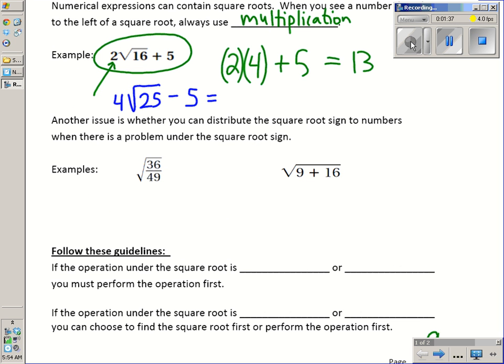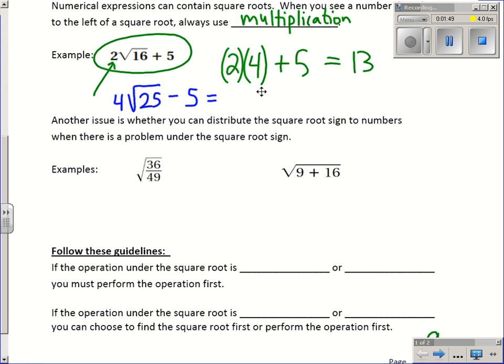I went ahead and added a second one right below. We have 4 square root of 25 minus 5. See if you can figure that out. I'm going to go ahead and start solving it. The square root of 25 is 5. That's going to be multiplied by the 4 on the outside, minus the 5. So 20 minus 5, we get 15. Good job.